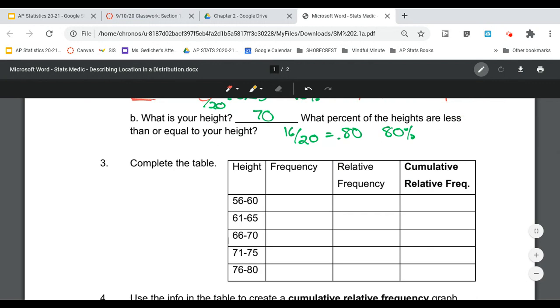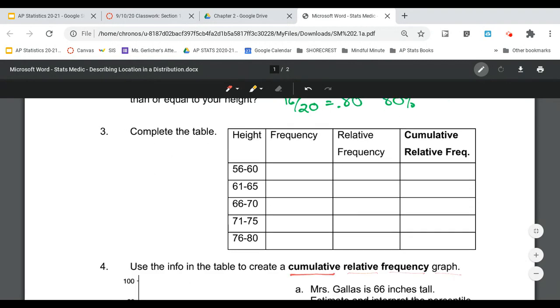All right, so now I'm going to help you start this table, and then I'm going to let you finish it, and then we'll do the graph down below together. Okay, so complete the table. Frequency, okay, let's back up a little bit. We are building up to cumulative relative frequency. So let's think about what each of those words mean. First of all, frequency is just a count. It's how often something shows up. Relative frequency turns it into a percent of the whole. And then cumulative means adding it all up. So all these relative frequencies added up. Okay, so we're going to build this up.